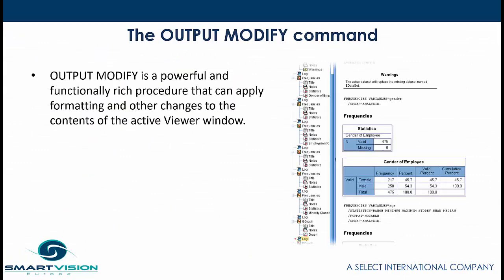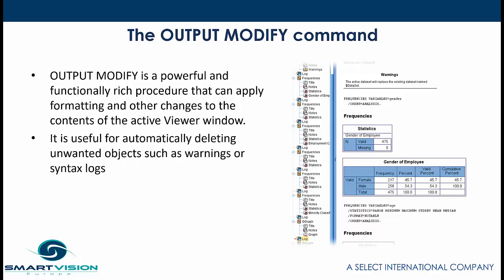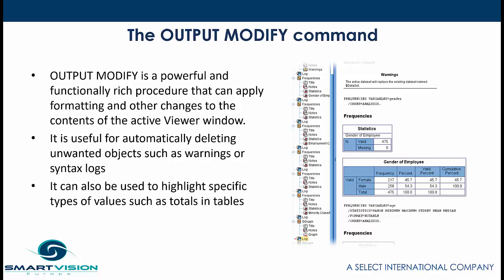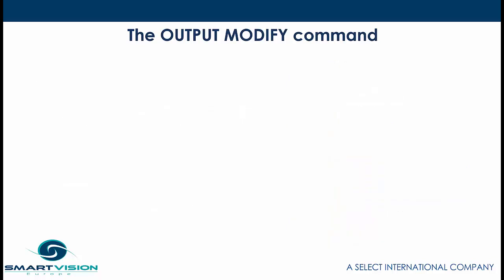And lastly, in this section, we're going to introduce the OUTPUT MODIFY command. So this is a very powerful function which allows us to apply formatting and other changes to the contents of the active viewer window. So it's useful if you want to automatically delete unwanted objects like warnings or syntax logs that are appearing in your output and messing up your output. You don't want that in there. But it also can be used to highlight specific types of values, such as totals in tables.